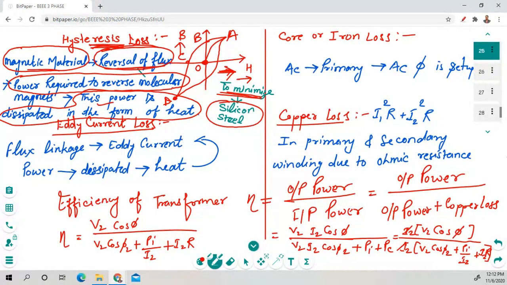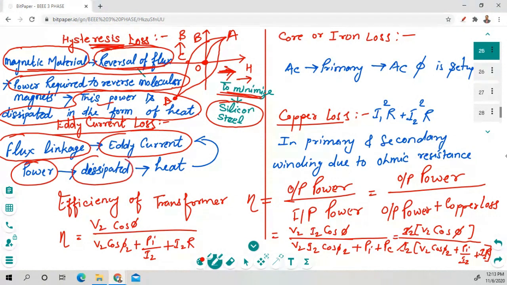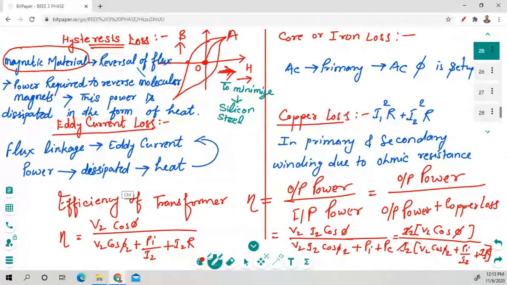As you can see, there is a flux linkage between the primary and secondary winding. When your primary and secondary windings are linked with this flux, eddy current will be generated. How will this eddy current loss be generated? When you give the power, it will be dissipated in the form of heat, and this eddy current will be generated. So these two, hysteresis loss and eddy current loss, occur due to heat. Understood? Write in the chat box.